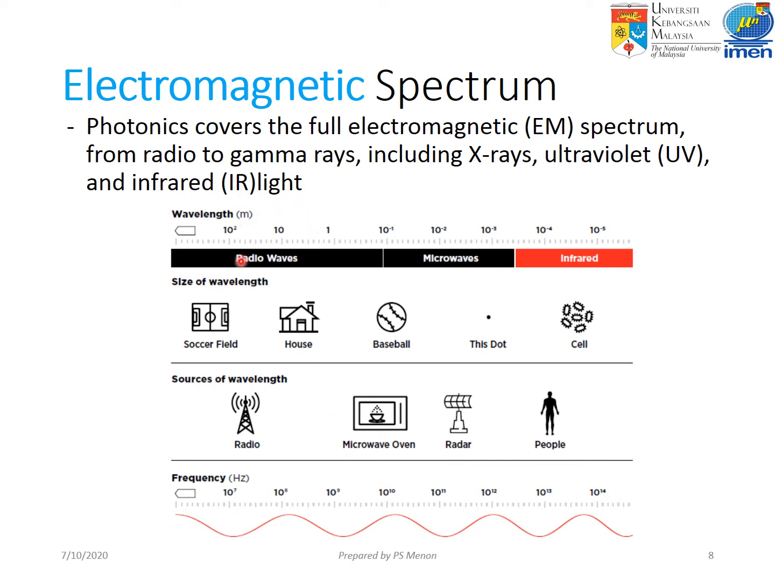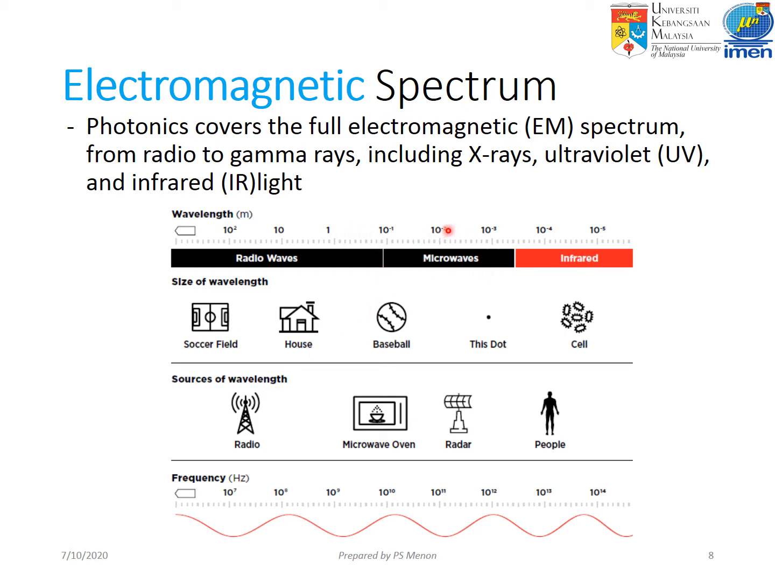Okay, so radio waves have wavelengths of about 100 meters. It's huge wavelengths, and the size can be equivalent to the size of a soccer field or a house. Sources can be from a radio transmitter, and the frequency is very low in terms of hertz, 10 to the power of 7 hertz.